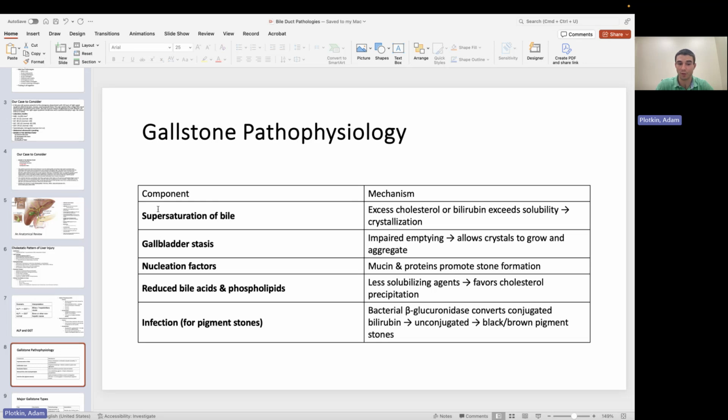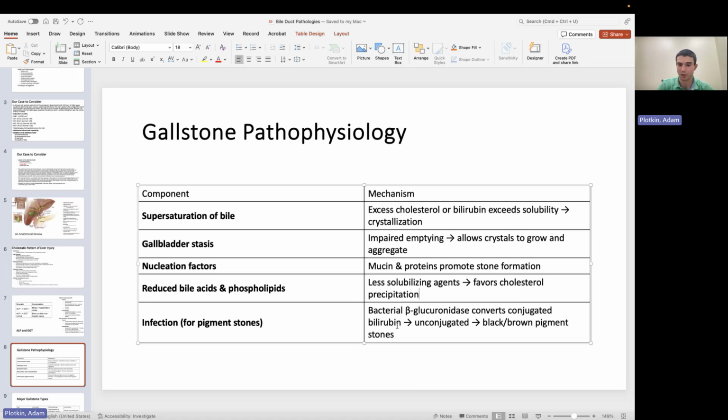So gallstone pathophysiology, right? How do gallstones come to form? There are a couple of different mechanisms. We have supersaturation of the bile, so excess cholesterol or bilirubin exceeds the solubility and forms a nice little crystal that is insoluble. That can lead to a gallstone. Gallbladder stasis: if the gallbladder isn't emptying or contracting properly, it allows crystals to grow and aggregate. There are different nucleation factors like mucins and proteins that promote stone formation. When we have reduced bile acids and phospholipids, there's less to solubilize the bile itself, and that favors the cholesterol to precipitate, leading to stone formation.